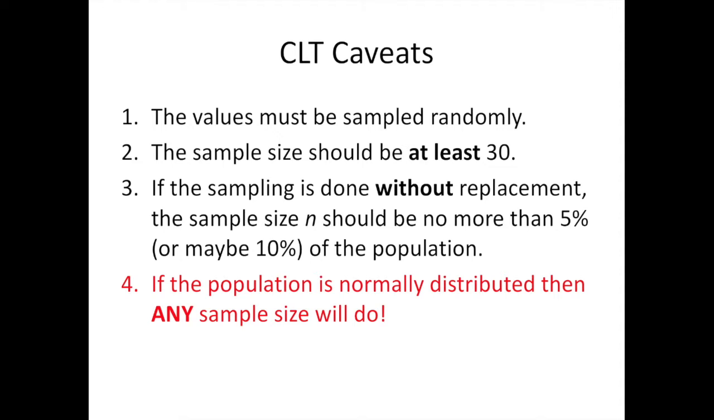There are some caveats to applying the central limit theorem. All the values must be sampled randomly. Sample size should be at least 30. This is more important if the underlying population distribution is skewed. If sampling is done without replacement, as it usually is, we want to make sure our sample size is not too large. And finally, if the population happens to be normally distributed, then any sample size would do. We don't have that n greater than or equal to 30 requirement. Even a sample size of 3 would work.